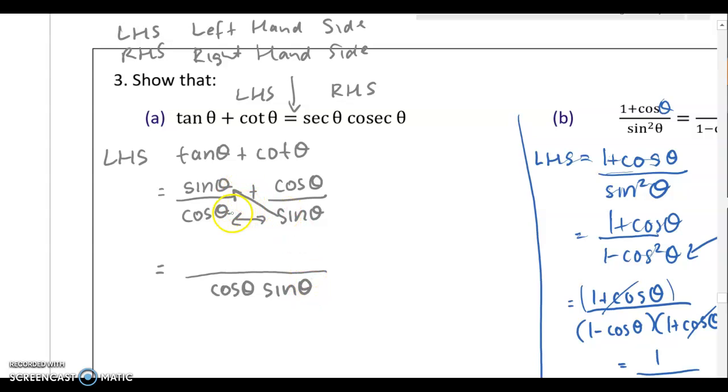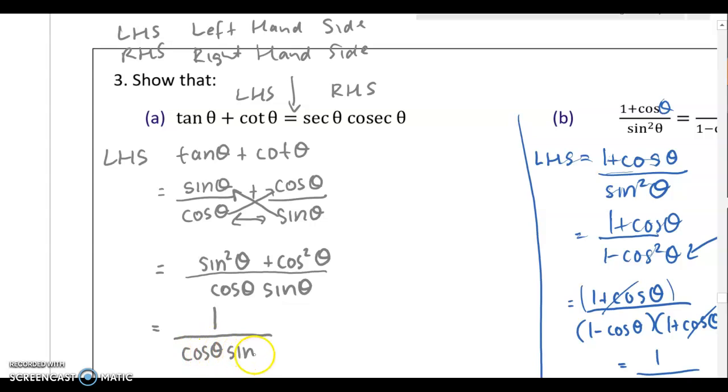We'll cross multiply to get our top terms. Sine theta times sine theta is sine squared theta. Cos theta times cos theta is cos squared theta. And now I'm looking pretty happy with that, because my top line, sine squared theta plus cos squared theta, is equal to 1, and my bottom line stays as it is.